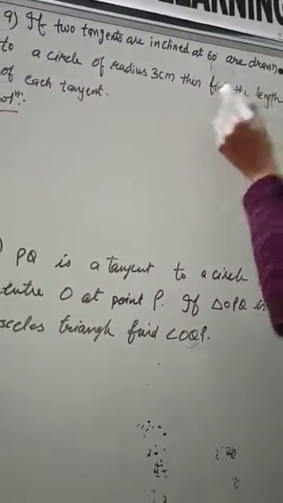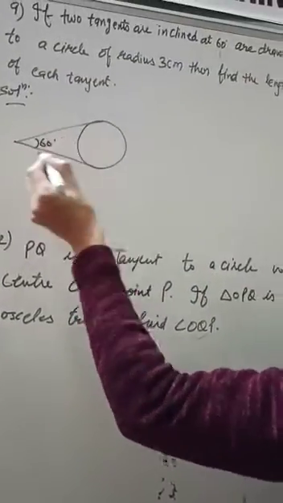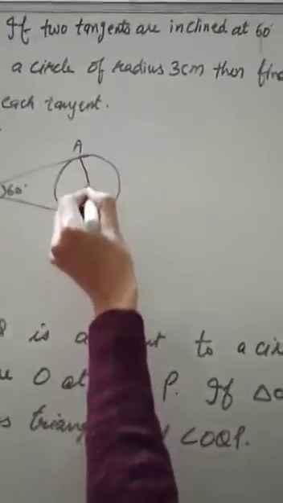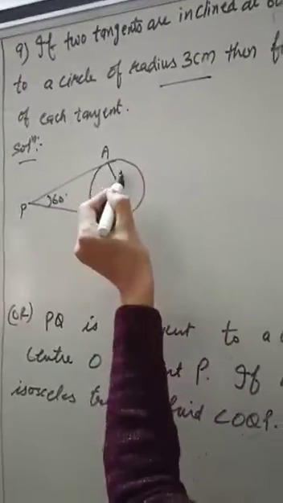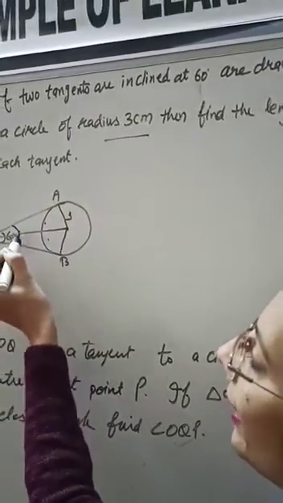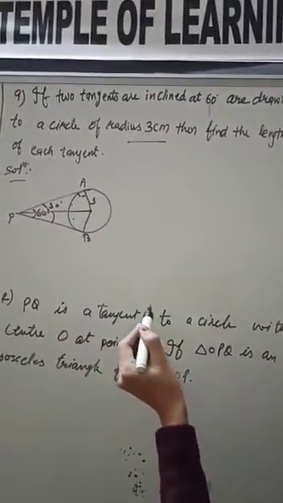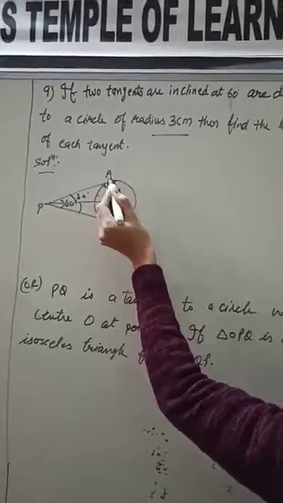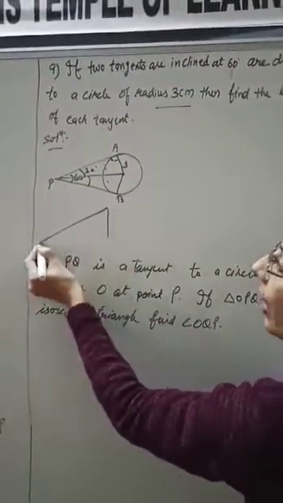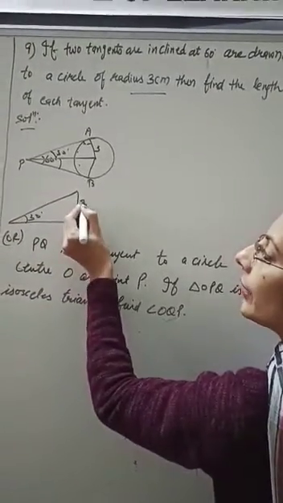The ninth question is: if the two tangents are inclined to each other at 60 degrees. By the diagram you can see, suppose here is a point P and here are A and B. Here is the center, and the radius of the circle is given as 3 centimeter. We know that these two triangles are congruent to each other, so this angle is bisected. So this angle is 30, and here the angle will be 90 degrees at the point of contact. I am taking this triangle outside. Here will be a 30 degree angle, here is the perpendicular OA, and this is given as 3 centimeter.